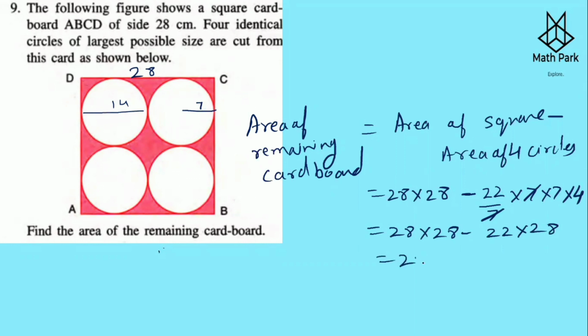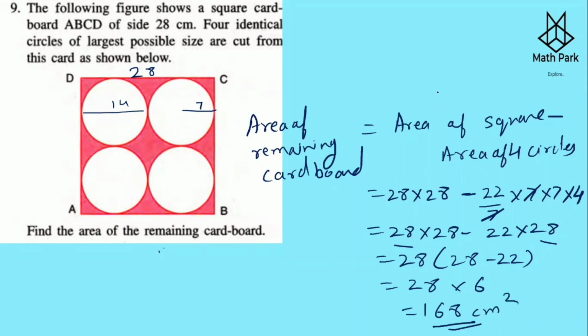So 28 can be taken common, which makes the calculation easy. We have 28 times (28 minus 22), which is 28 times 6. Calculating 28 times 6, you get 168 centimeters square, the area of the remaining cardboard.